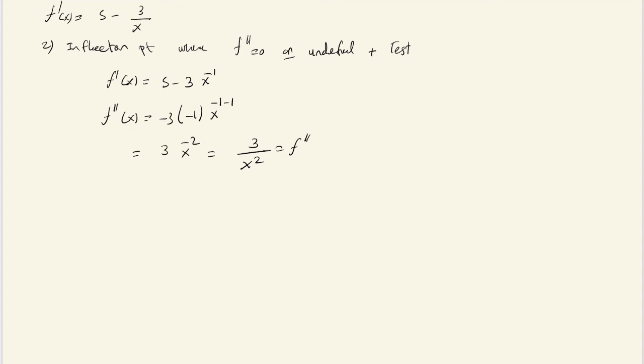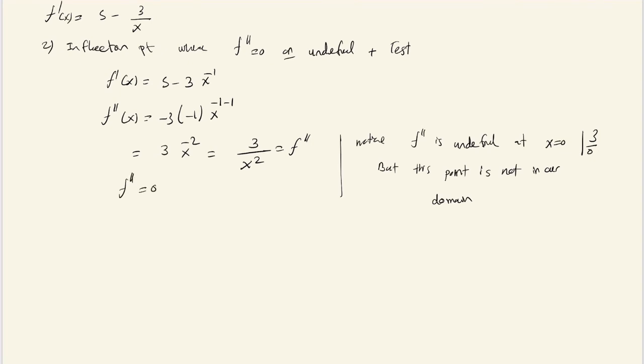Now note this function is not defined when x is equal to 0, since that results in 3 over 0, which is not defined. But remember again, x equals 0 is not in the domain of our function of x. Therefore, it's not an inflection point. So we just have to find where the second derivative is equal to 0.